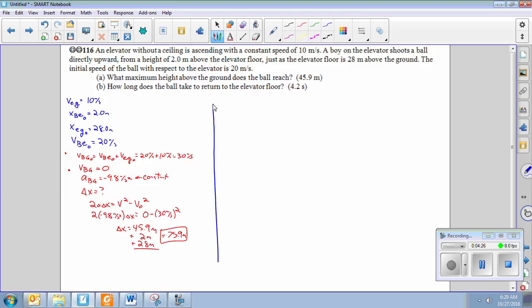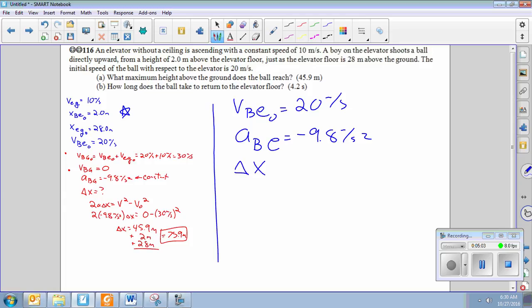Within the elevator's frame of reference, the velocity of the ball with respect to the elevator initially is 20 meters a second. I know that the acceleration of the ball with respect to the elevator, because the elevator is moving at a constant velocity, is negative 9.8 meters a second squared. And since it was released from an initial position of 2 meters, to hit the floor it's got to go down 2 meters, right? So our change in position of the ball with respect to the elevator is negative 2.00 meters.